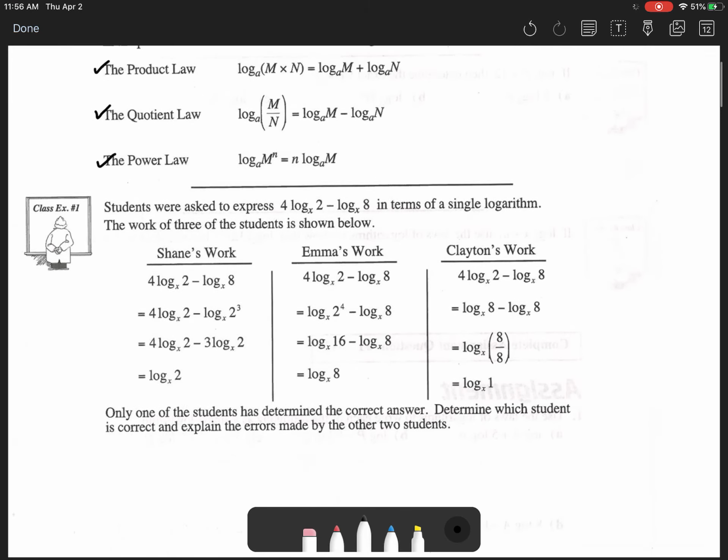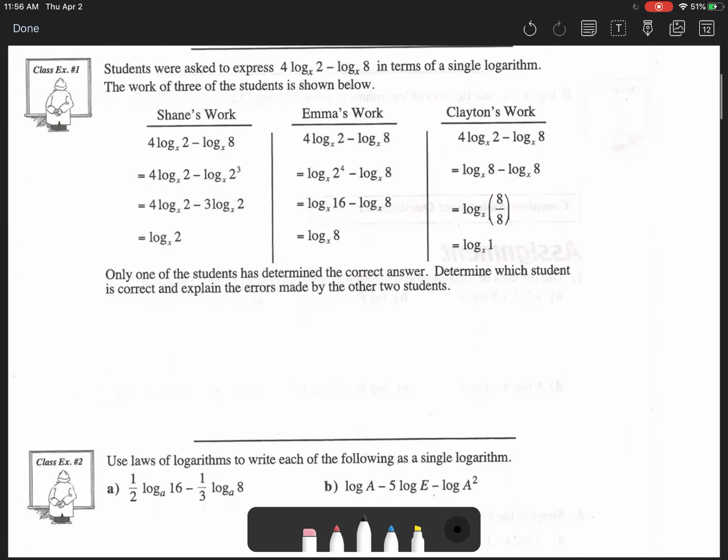But just a little more practice today on bringing them all together and how we use them simultaneously in some questions. So class example 1 reads like this. Students were asked to express 4 log base x of 2 minus log base x of 8 in terms of a single logarithm. Okay, so to bring them all together.